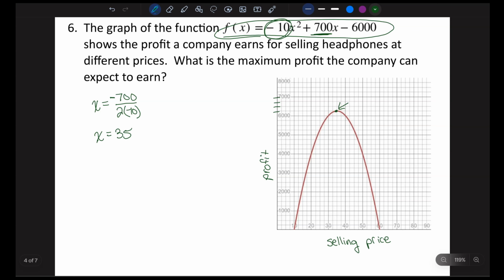That gives me the maximum profit. But remember, I want the maximum profit. So I'm going to have to take that 35 and plug it in to get the Y value of that vertex. So I'm going to plug in 35, so negative 10 times 35 squared plus 700 times 35 minus 6,000, and that's going to give me 6,250. So that is the Y value, which is my maximum profit. That's the most that they are going to make from selling these headphones.